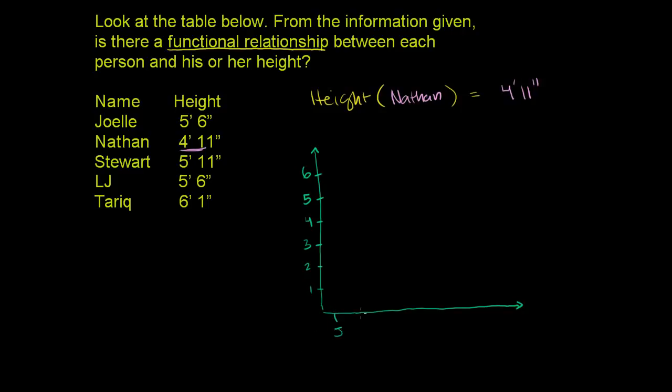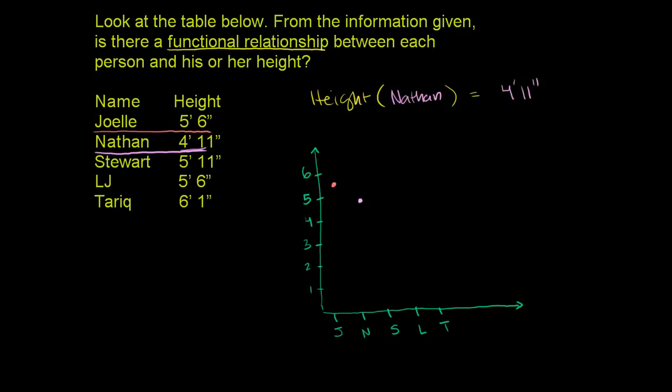We have Joel. We have Nathan. We have Stuart. We have LJ. And then we have Tariq right there. So let's plot them. So you have Joel. Joel's height is 5'6". So 5'6" is right about there. Then you have Nathan. Nathan's height, let me do it in a different color, is 4'11". We will plot him right over there.